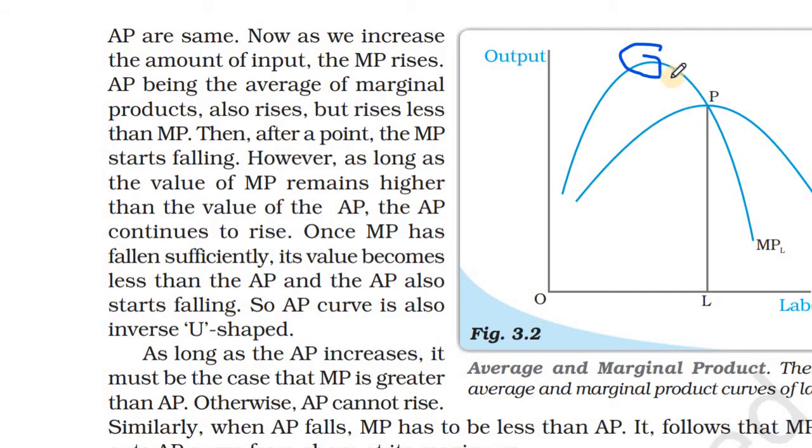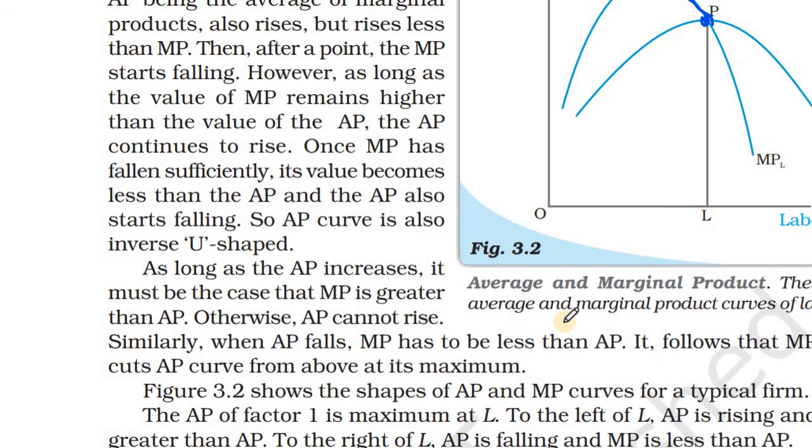Once MP has fallen sufficiently, up to here, after that AP will also start to fall. Up to here AP is also increasing. We know that this one is the AP curve and this is the MP curve. When MP starts to fall and reaches a sufficient stage, AP will also start to fall. That is the reason the AP curve and the MP curve have an inverse U shape.